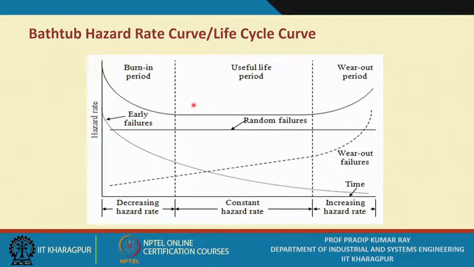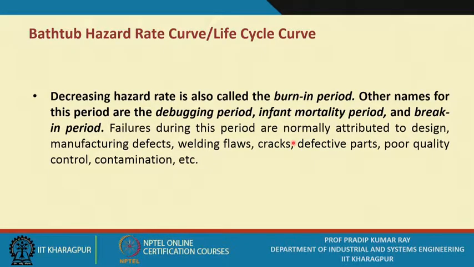Whenever you refer to the life cycle curve or the bathtub hazard rate curve, it looks like a bathtub. That's why it is referred to as the bathtub curve. So you have three phases: the burn-in period, a debugging phase, the child mortality phase; then the useful life period; and then the wear out phase. These three phases are noticeable in any life cycle curve for a product. For the given product, you must have the corresponding data with you.